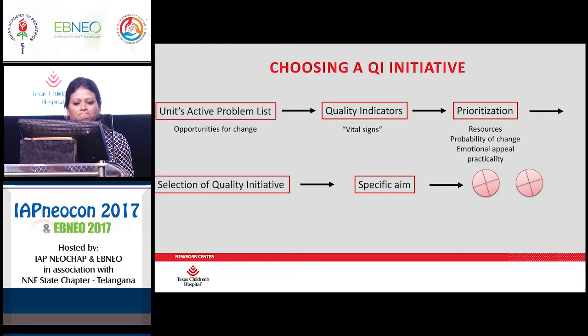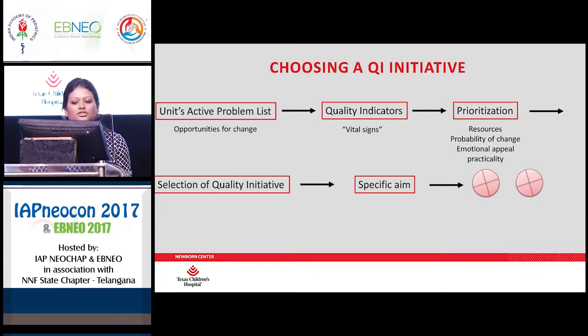into account. So this is kind of how we deal with choosing QI projects in our unit. We keep an active list of things that are broken or things that need to be fixed. So it's equivalent to an active problem list for a patient. These are what we refer to as opportunities for change. Then we look at our quality indicators, such as our CLABSI rate, our unplanned extubation rate, our rate of hand hygiene, our compliance with oxygen saturation targets, you name it. So those are like the vital signs of a patient.